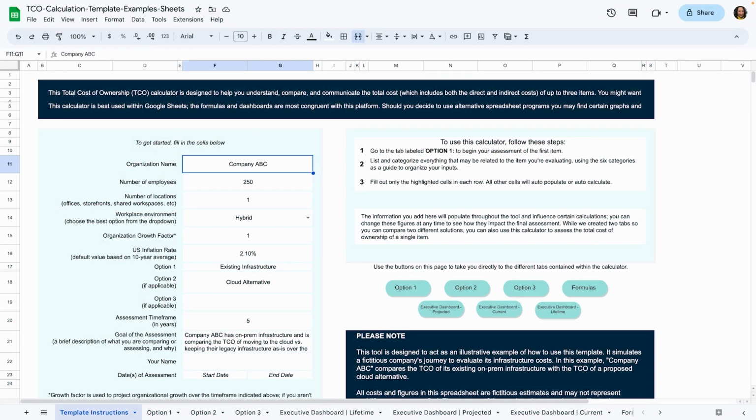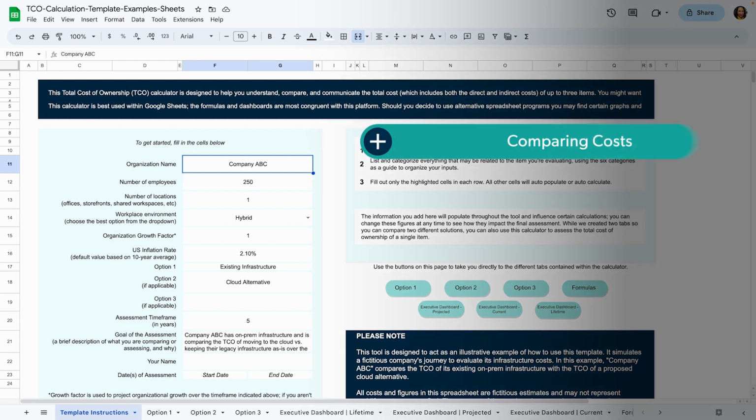Before you start calculating TCO, it is important to set a goal for the exercise. What are you trying to learn? TCO can help you analyze many different areas of your business. Some of the most common use cases are comparing the costs of current toolset versus a proposed alternative.